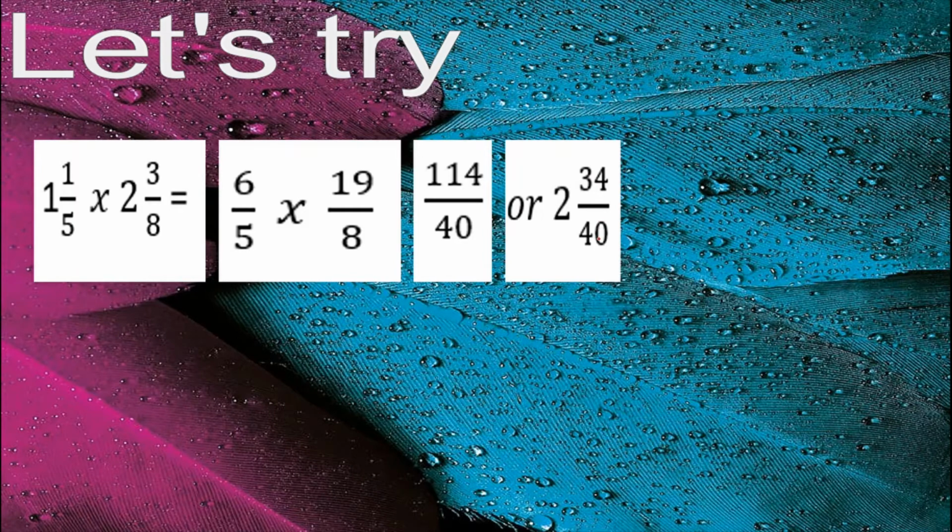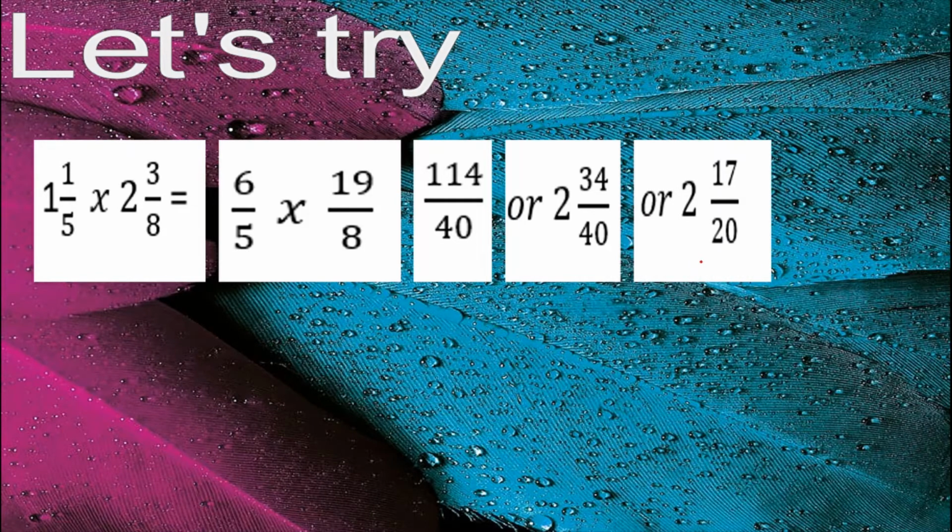Can 34 over 40 still be reduced to lowest terms? The answer for this one is yes, we can still simplify 34 over 40 by dividing 34 and 40 by 2. So for this one, the answer is 2 and 17 over 20. I just divide 34 by 2, the answer is 17. 40 divided by 2, the answer here is 20.